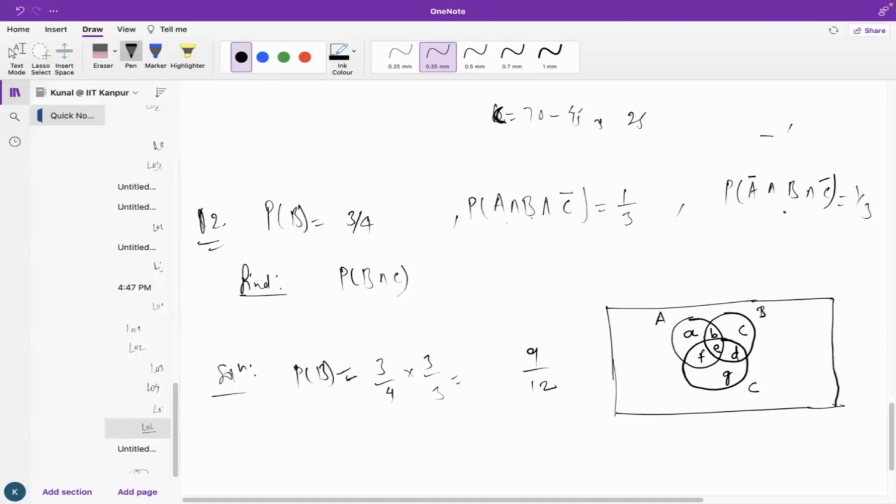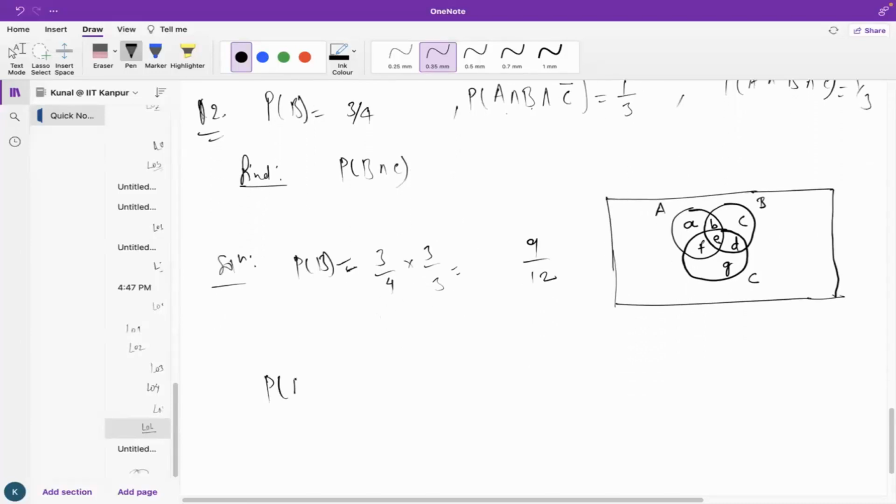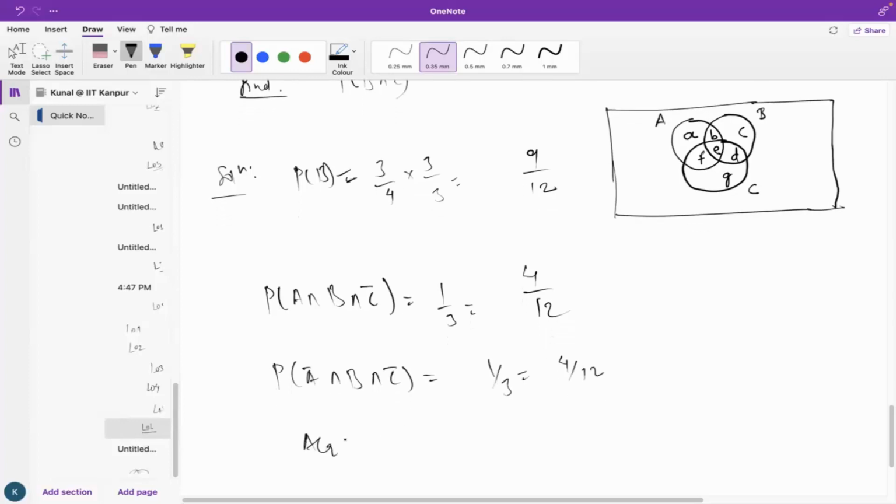Now what is the second thing given? The second thing given is the probability of A intersection B intersection C bar, which is 1 by 3. So we can write this as 4 by 12. And the last thing given is the probability of A bar, मतलब A की नहीं होने की और B की होने की लेकिन C की नहीं होने की, exactly equal to 1 by 3. So we can also write it as 4 by 12. Now, what is asked according to the question?